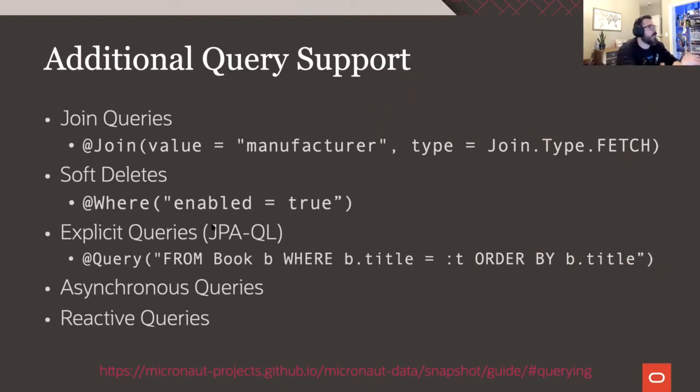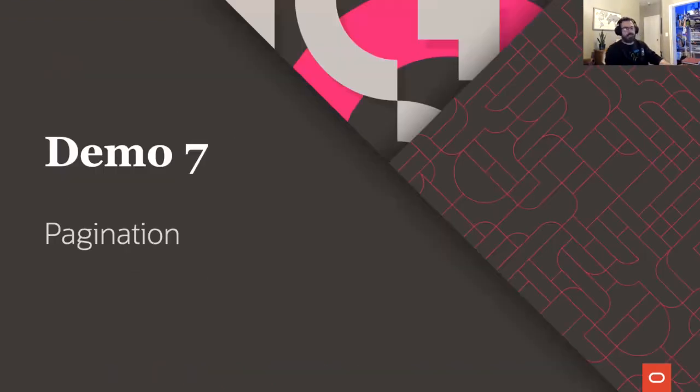So there's additional query support. You can deal with joins if you have to, and soft deletes, which is nice. You can do an @Where annotation on your entity to handle soft delete support. You can do explicit queries using JPA, if you're using the JPA variety, using basically HQL here. You can do asynchronous queries. You can do reactive queries. Check out the link at the bottom of the screen there. There's all kinds of stuff that I really didn't even get a chance to mention, but you could check out the docs for more information on that.